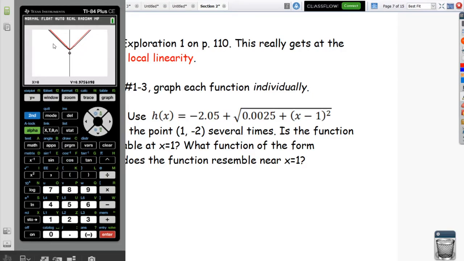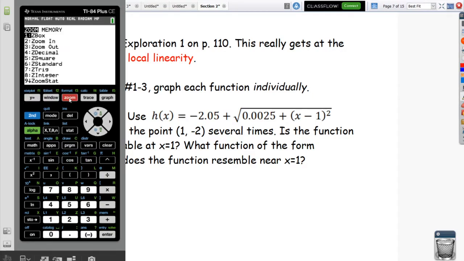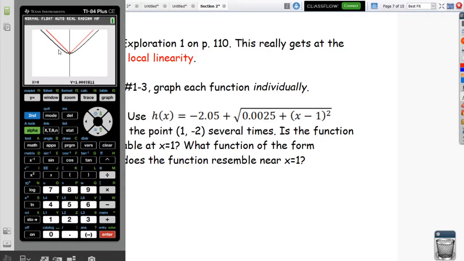Now keep in mind, when I looked at my y equals, the black one is the one with the square root on it. The red one is the one with the absolute values on it. If I go in here and zoom in again, I can see they come apart even more. And now I can see that that black function did not actually have a corner. It was just my zoom window was inappropriate for me to be able to see that there was no corner there.